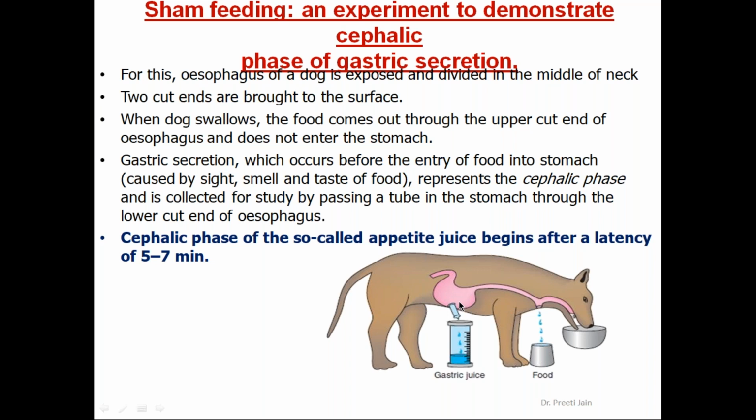So it is not entering the stomach, but still what happens is that when the dog is eating food and the food is not reaching the stomach, still you can see that the gastric secretion increases. So this is the cephalic phase of gastric secretion, which is elicited 5 to 7 minutes after a person or an animal starts eating, or even a thought or sight or smell of food can lead to the increase in gastric secretion.